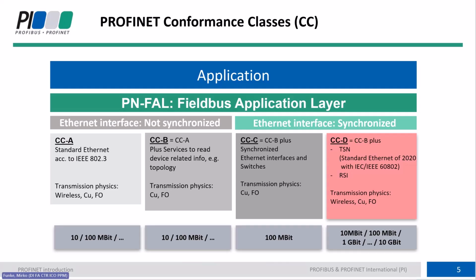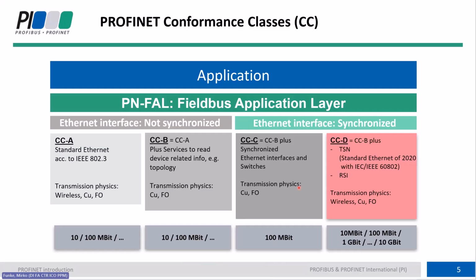On the synchronized Ethernet interface, we have conformance class C, which is also known as IRT network. And this is the only conformance class, by the way, which is bound to a certain network speed. This is bound to 100 megabit only. There's no negotiation between 10 megabit or even faster, so it has to be 100 megabit only.